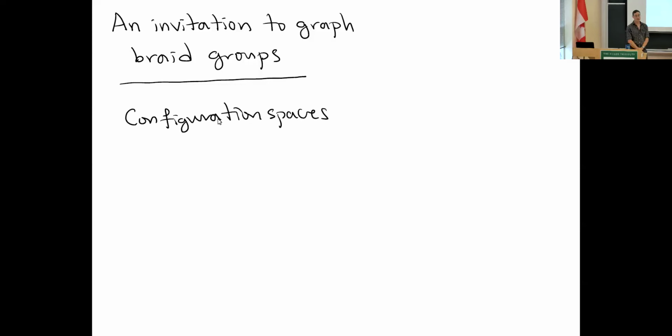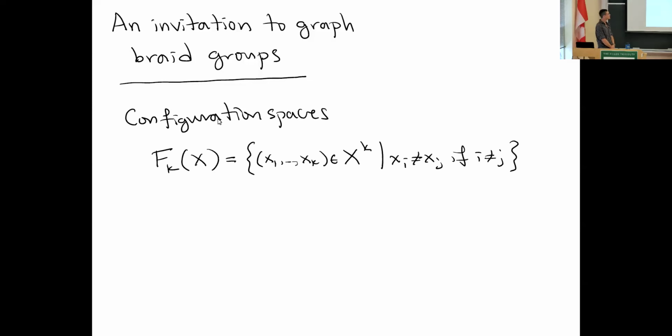So configuration spaces. This is what I want to tell you about today. What are configuration spaces? If I have a topological space X, then I'm going to write Fk of X for the ordered configuration space of k particles in X. So it's just k-tuples of distinct points in X. No doubt some of you are somewhat familiar with these spaces. And if I quotient by the obvious action of sigma k, then I get the unordered configuration space, which I'm calling Bk.